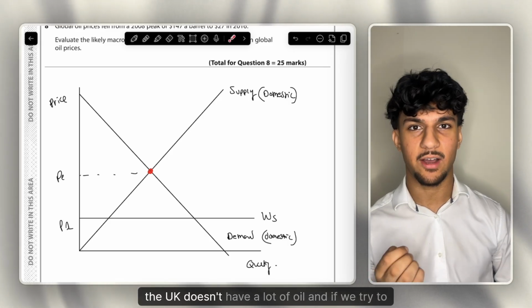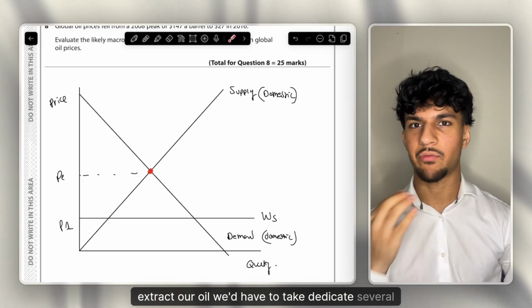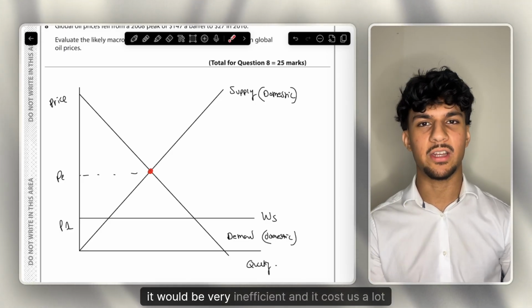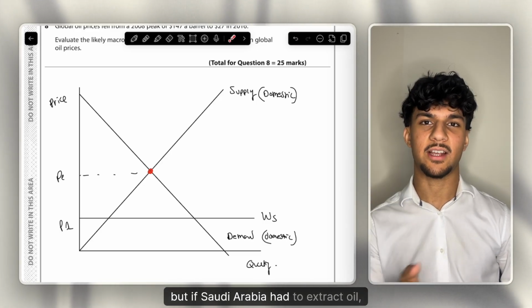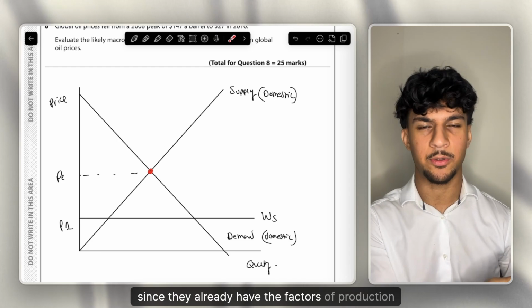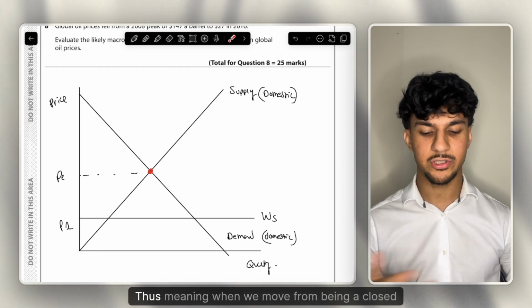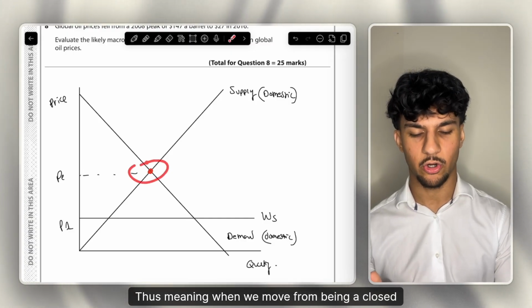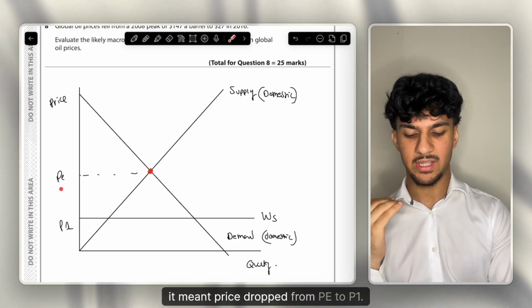For example, the UK doesn't have a lot of oil, and if we tried to extract our oil, we'd have to dedicate several factors of production towards it. It would be very inefficient and it'd cost us a lot of money. But if Saudi Arabia had to extract oil, since they already have the factors of production there and they've already made it very efficient, it's really cheap for them. Thus, when we move from being a closed economy, so basically not trading, to trading, it meant a price drop from PE to P1.